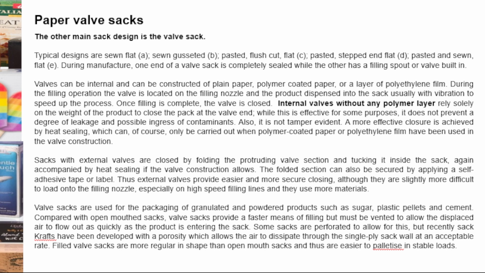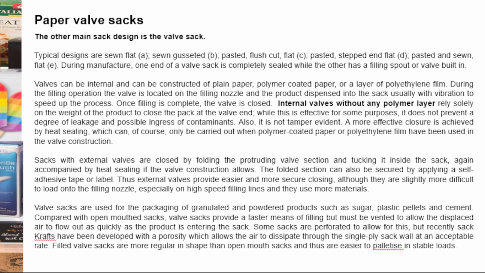Sacks with external valves are closed by folding the protruding valve section and tucking it inside the sack. Again, as well as heat sealing, if the wall construction allows, the folded section can be secured by applying a self-adhesive tape or label. Thus, external valves provide easier and more secure closing, although they are slightly more difficult to load onto the filling nozzle, especially on high-speed filling lines, and they use more material.